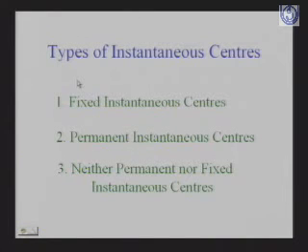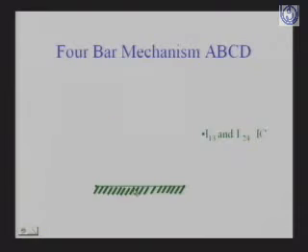Now, when we are talking about the different properties, we must see what the different types of instantaneous center are which normally exist in a mechanism. The first type is called the fixed instantaneous center. The second type is called the permanent instantaneous center, and the third is neither permanent nor fixed. Now, with the help of one example, we will see what the fixed instantaneous center is, what the permanent instantaneous center is, and what the neither permanent nor fixed instantaneous center is.